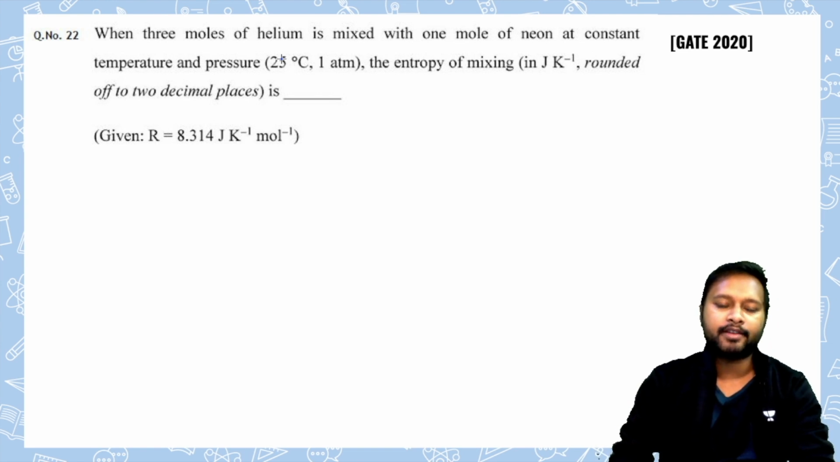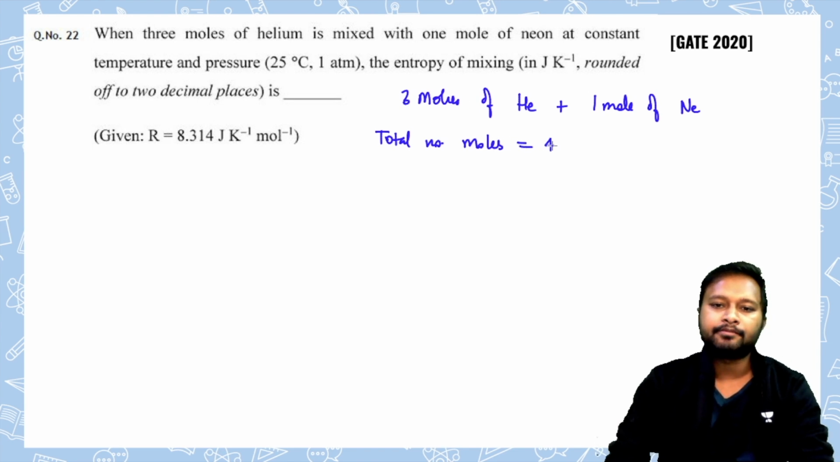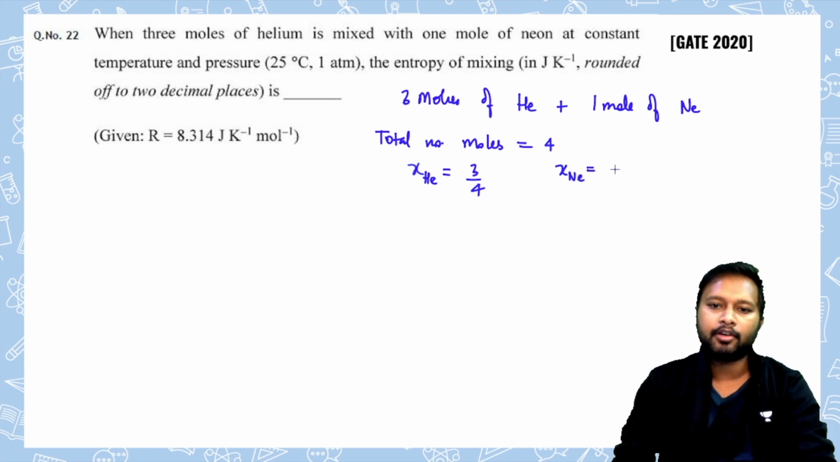That's how numerical answer type questions are usually done, and the R value is given to you. So basically, 3 moles of helium is being mixed with 1 mole of neon. That's what it is. If I talk about the total number of moles, total number of moles are going to be 4, 3 plus 1 is 4. And if I talk about mole fraction, so for helium, I'll write X helium, that is equal to 3 upon 4, number of moles of helium upon total number of moles, and X of neon will be 1 upon 4. This much information you need to know.